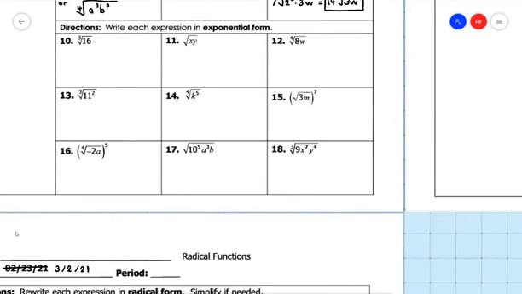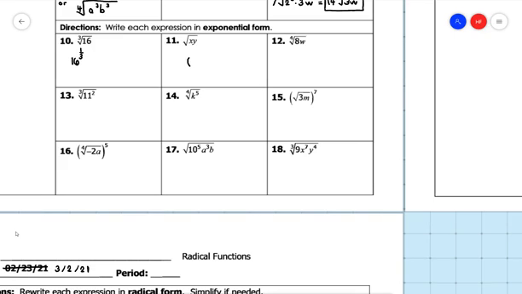Now on the bottom, we are going the opposite direction. So we're writing them in exponential form, which means we want them to have an exponent on them, and we're given these radicals. If there is a power on the number, then that power goes on the top of the fraction. If there is no power, then we have a 1 over whatever the index is. So on number 10, we've got 16 to the 1/3 power.